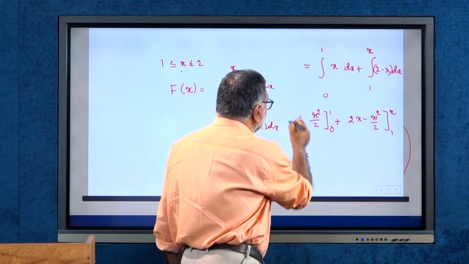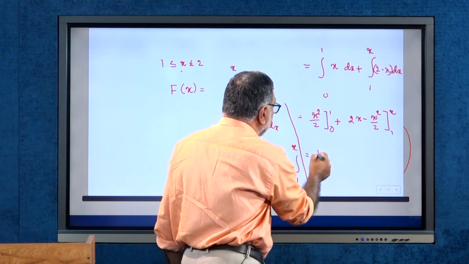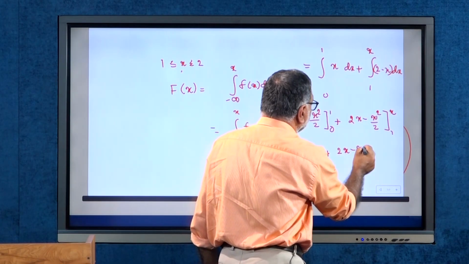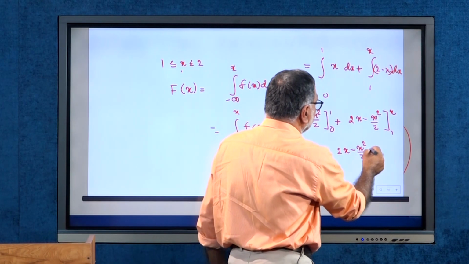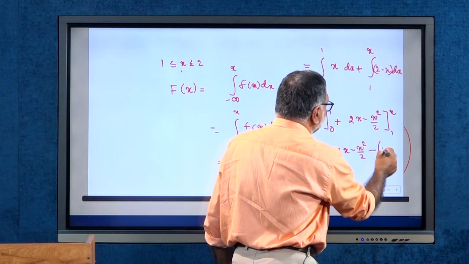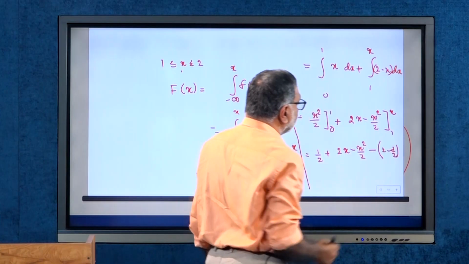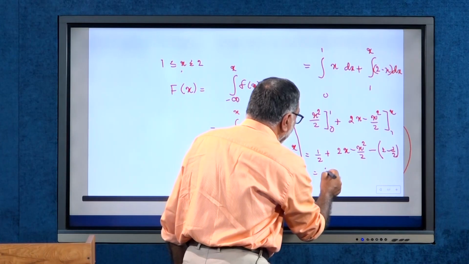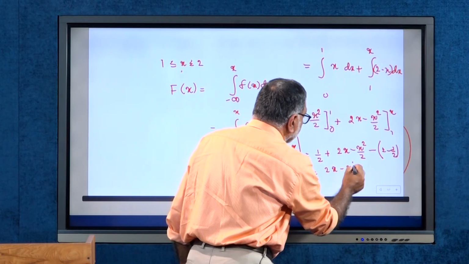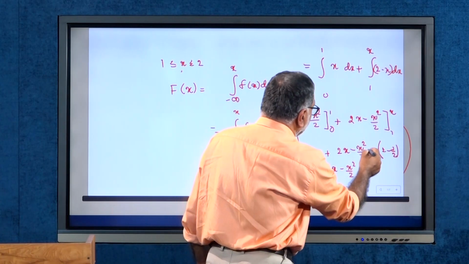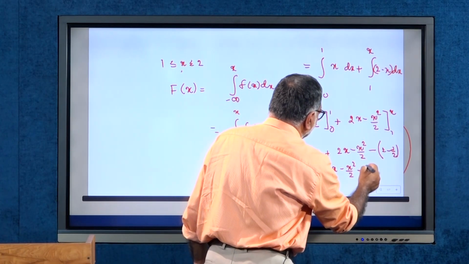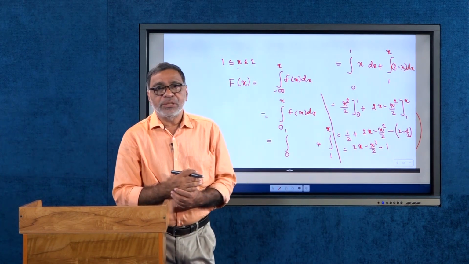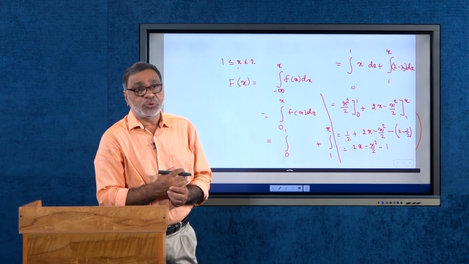And substituting the limits, we have 1 by 2 plus 2x minus x square by 2 when the upper limit is substituted, minus 2 minus 1 by 2. So, that is 3 by 2 plus 1 by 2, no: 1 by 2 plus 2x minus x square by 2 minus 3 by 2. Simplification gives us the value 2x minus x square by 2 minus 1.